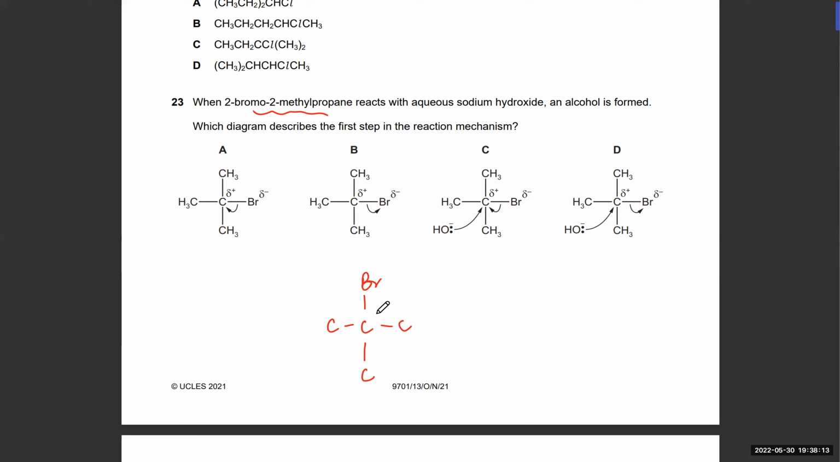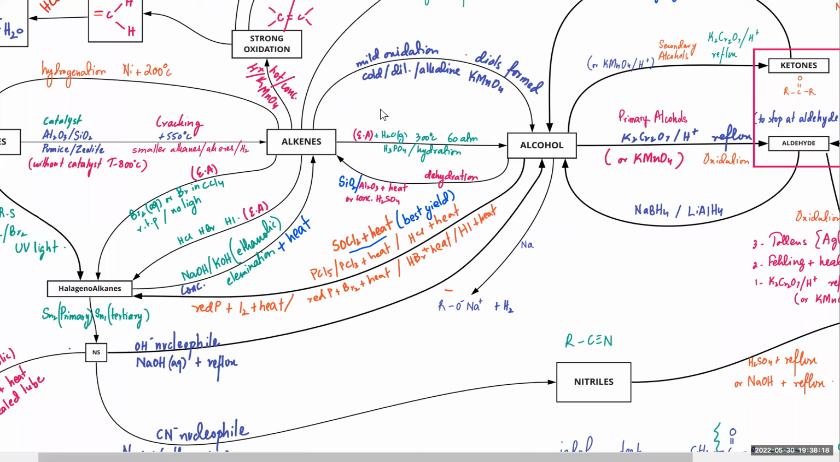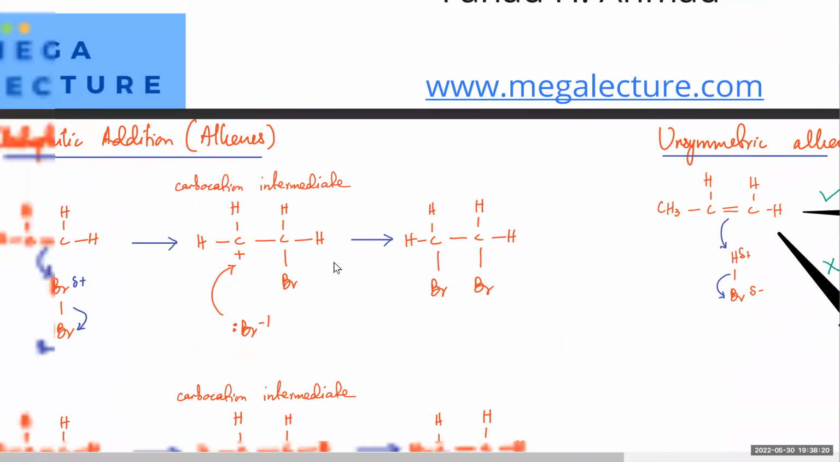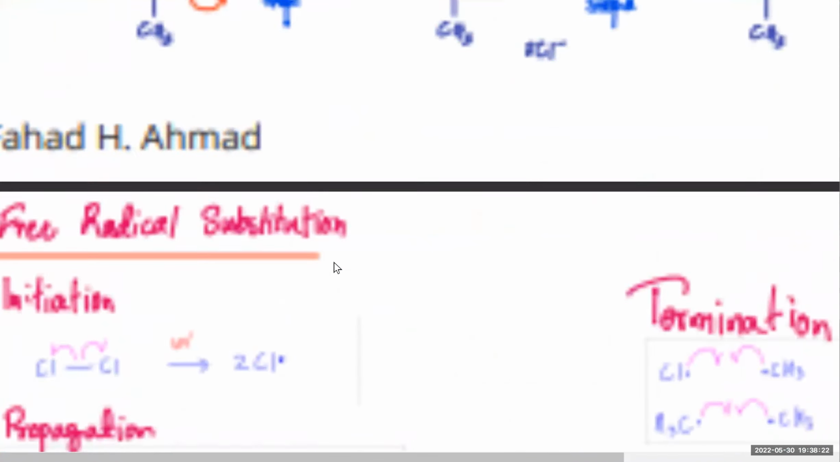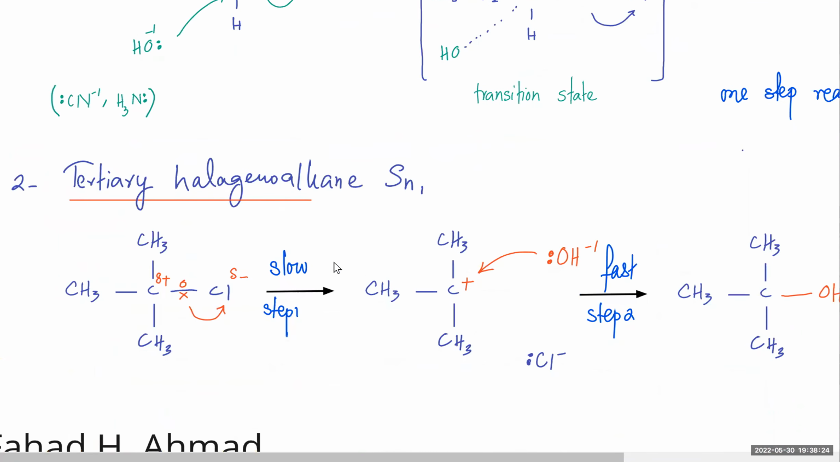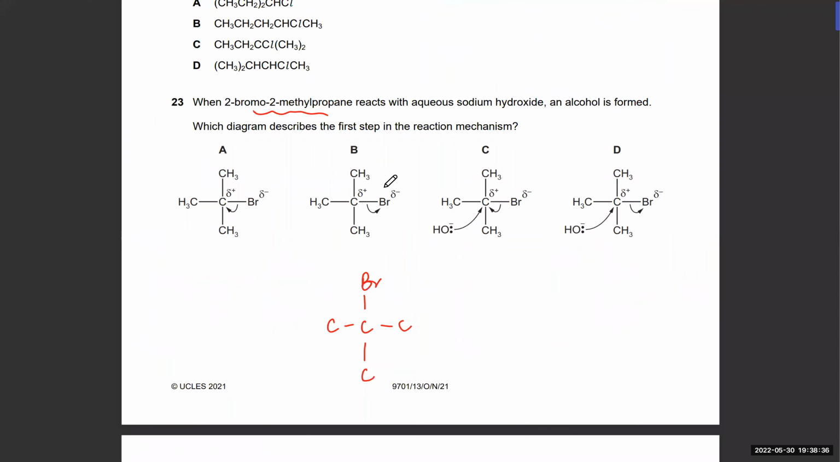What type of mechanism do tertiary halogenoalkanes have? SN1. Basically, it's this one. The Br breaks off first, a carbocation is formed, and then the OH comes in. So it's an SN1 mechanism that we are dealing with. So which is the correct option? B. Okay, that's B. This one is for SN2, that's for primary halogenoalkanes.